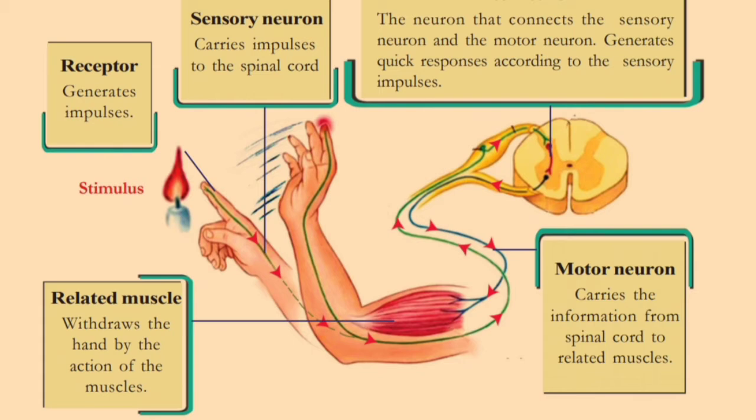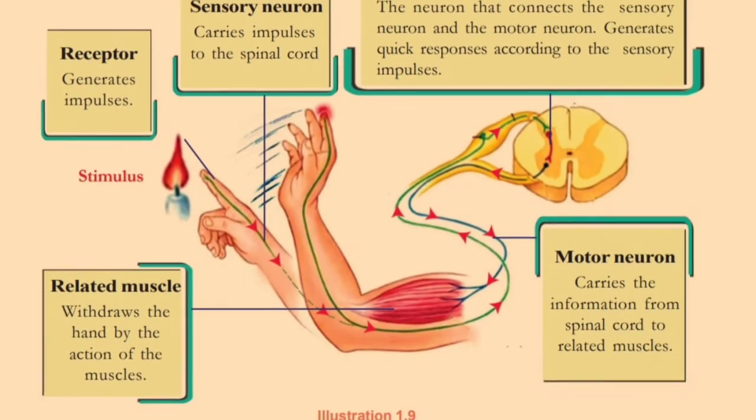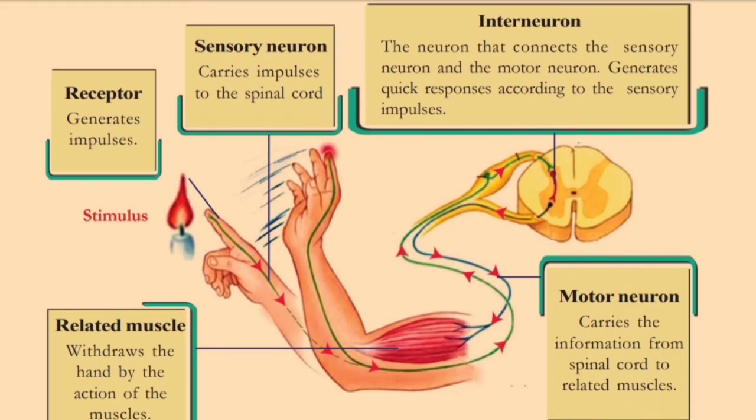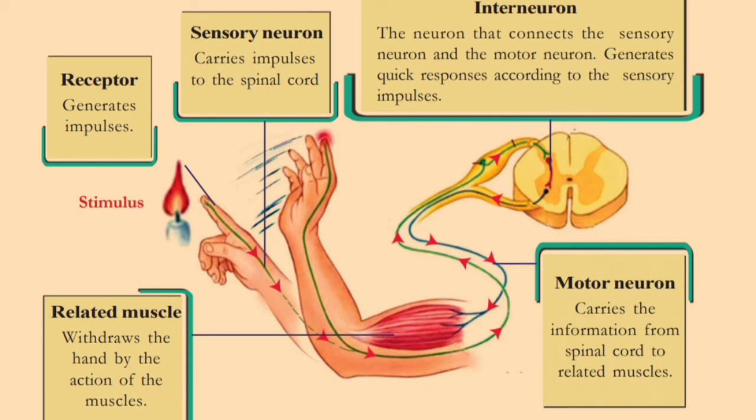This is the pathway of reflex action, that is reflex arc. For example, when we burn with a candle, receptor cells generate impulses. First, receptor cells generate impulses. Then those impulses are carried to the spinal cord by the sensory neuron. Then the interneuron, the neuron that connects the sensory neuron and the motor neuron, generates quick responses according to the sensory impulse.